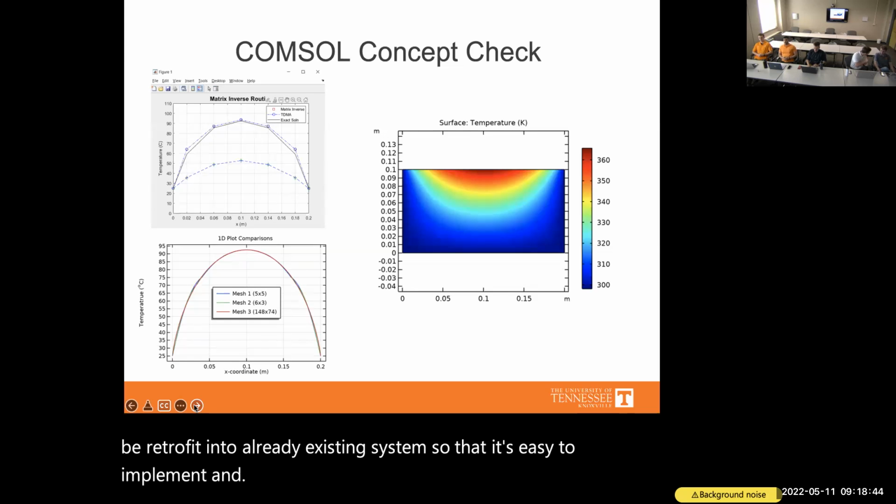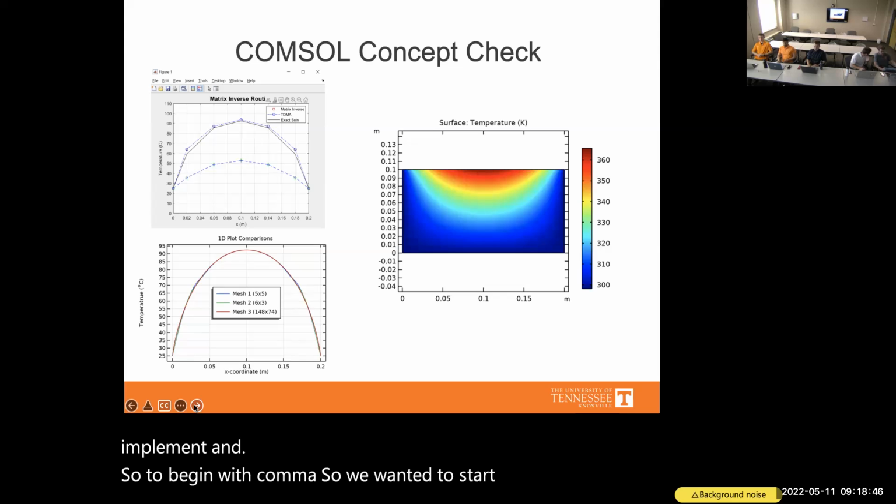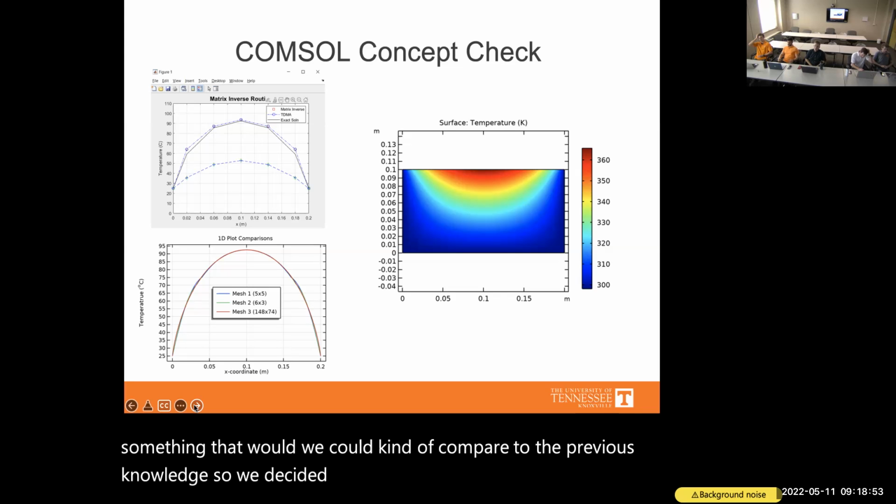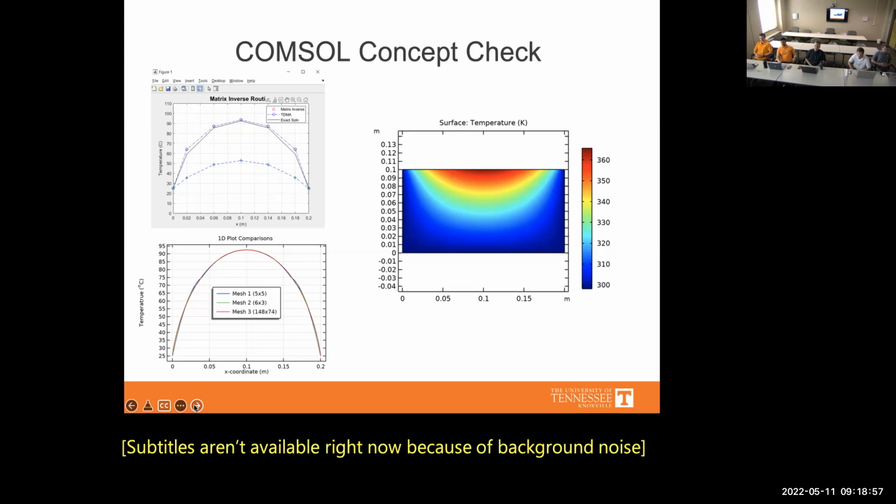So to begin with COMSOL, we wanted to start with a concept check, something we could compare to previous knowledge. So we decided to do a 2D conduction heat transfer problem using various nodes. We did it across 3 different mesh sizes. We initially coded a solution in MATLAB, which is shown in the top left. And then we used COMSOL to mimic those conditions, where we have 3 insulated layers on the left, right, and bottom, and heat only coming in from the top layer.